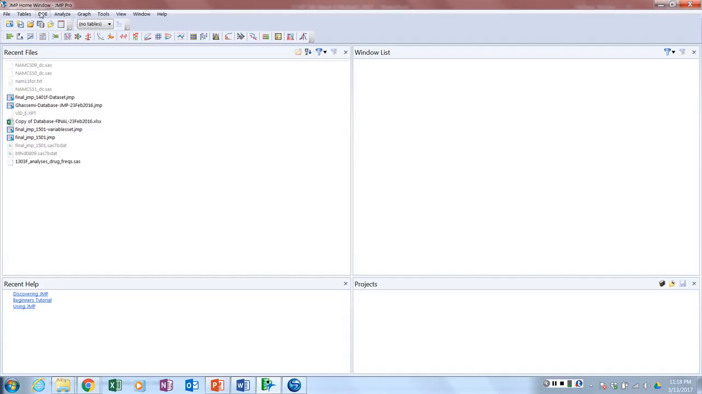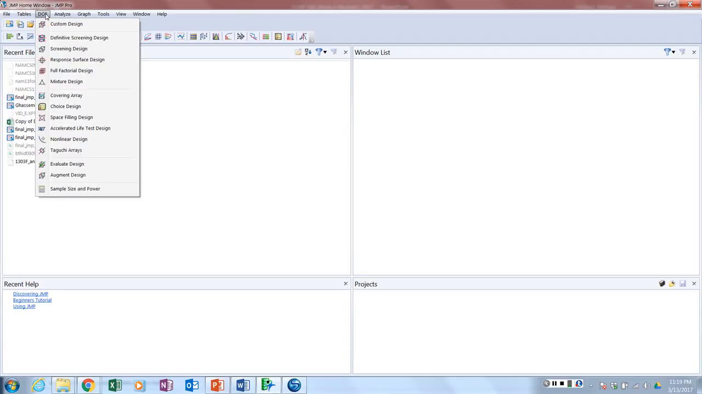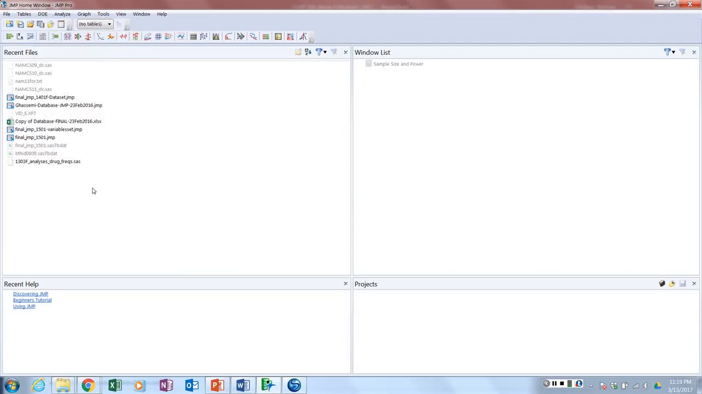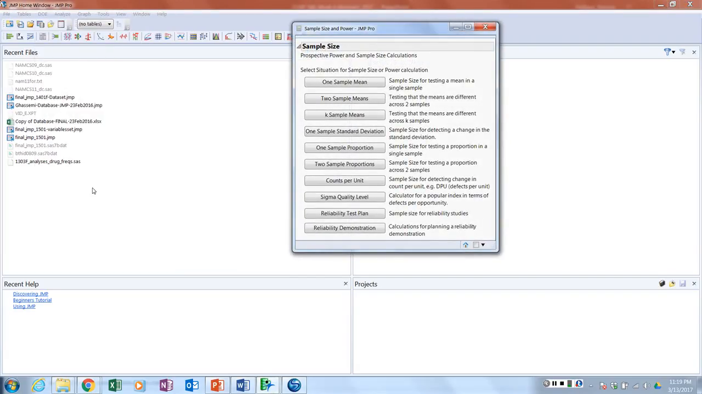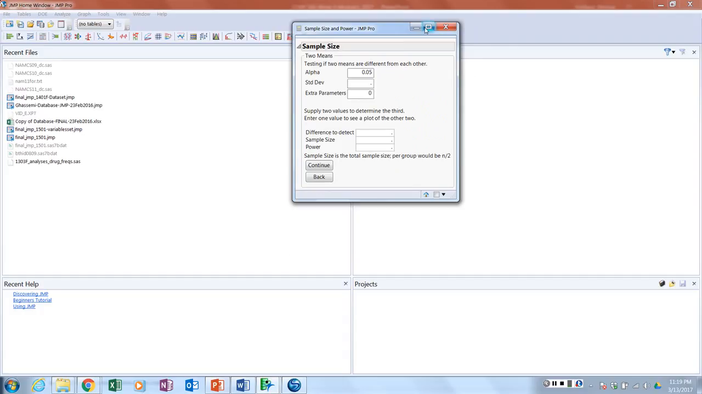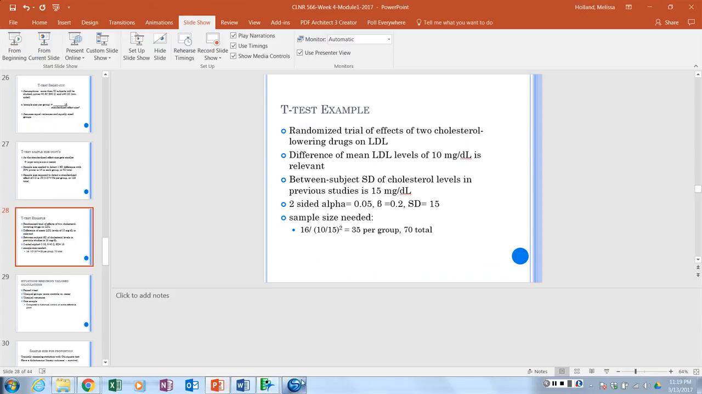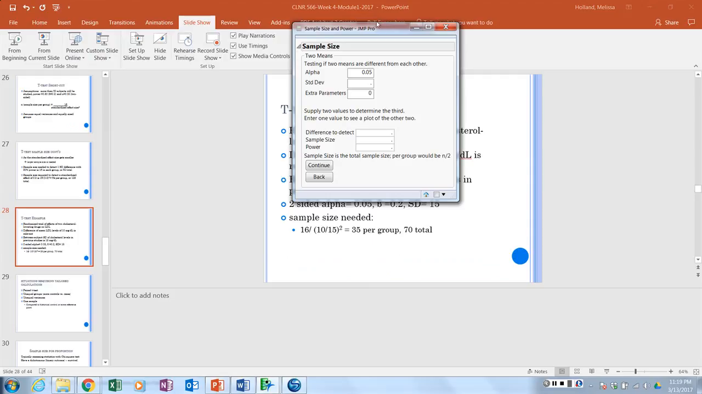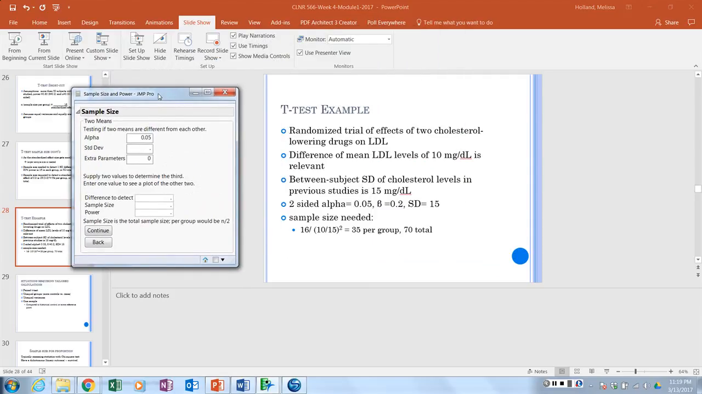So for the sample size calculator within JMP, you're going to go to the Design of Experiment, DOE, tab up here, and then scroll down to sample size power. So this is a t-test. What we're going to be looking at is testing 2 sample means. So we're going to click on that. All right, and let me pull my slides back up so I can see both of them. Then what we're going to do is plug in the important values in order to determine the sample size that we need for this.